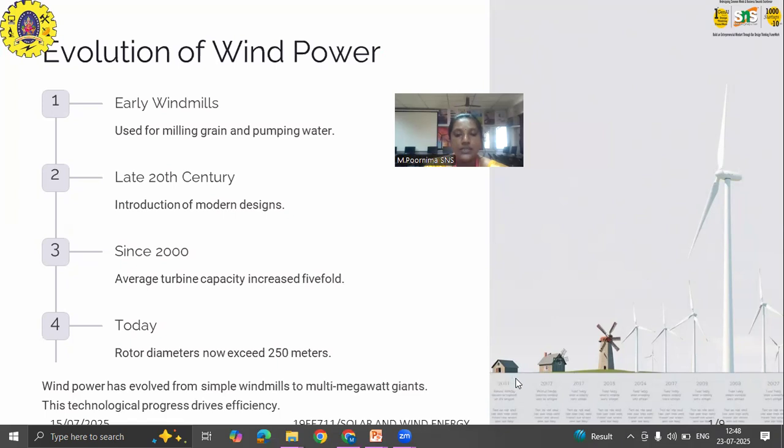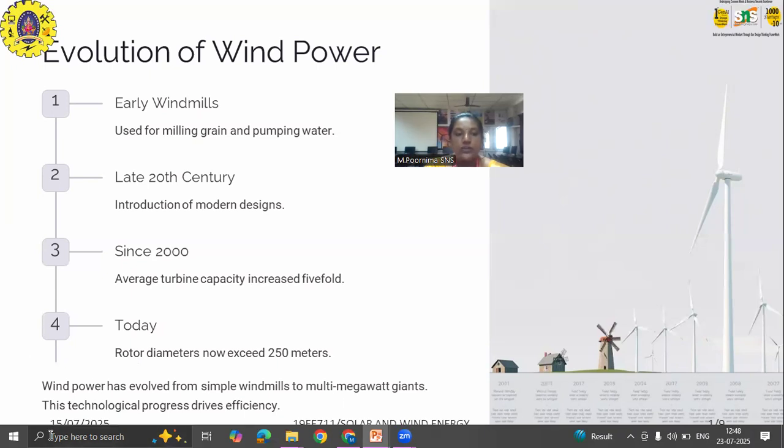In the pictures, we can see the starting stage, which was used for milling grains and pumping water. In the early 20th century, turbines were used for power. Since the 2000s, the average turbine has increased about fivefold, and today the rotor diameter exceeds 250 meters. This is an introduction to the evolution of wind power.